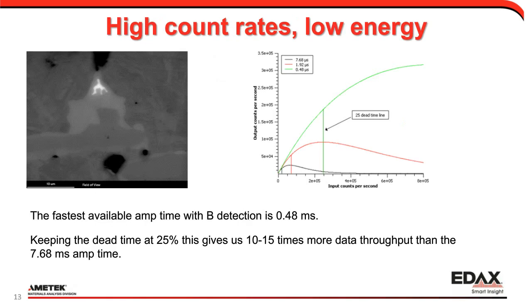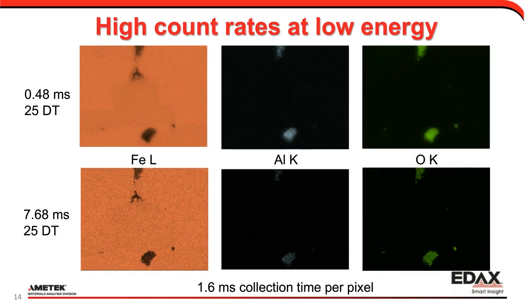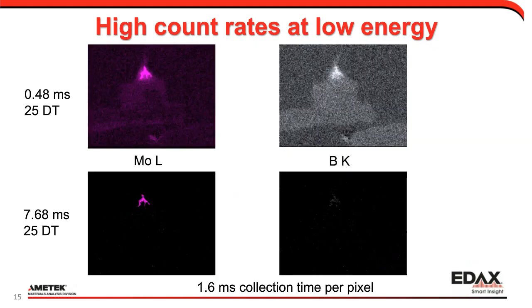This also translates to mapping, of course, and this is just an example of boron. I see a B and I say beryllium, but that's actually boron. The fastest amp time we can go with good boron is the 0.48 setting. Keeping the dead time constant at 25%, this gives us about 10 times more data throughput than at the slowest amp times. That translates to better looking maps at similar conditions. These are heavier elements, the moly and the boron. You can see that with the faster processing time on the top, the moly and boron maps jump out with a lot more data, a lot more contrast.